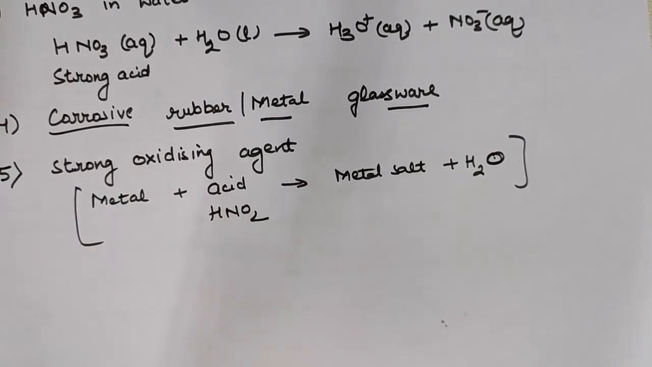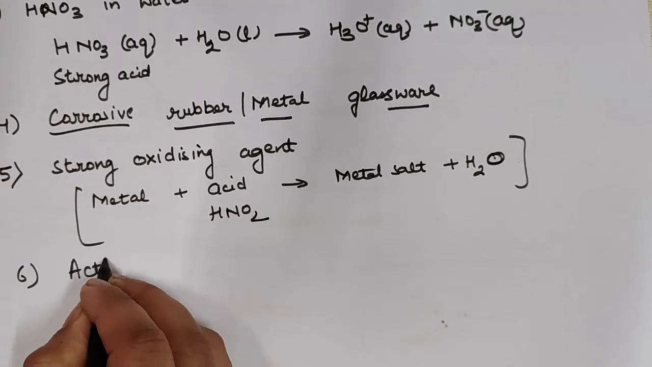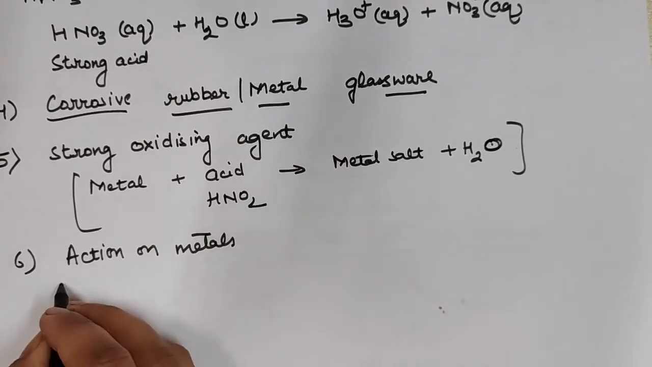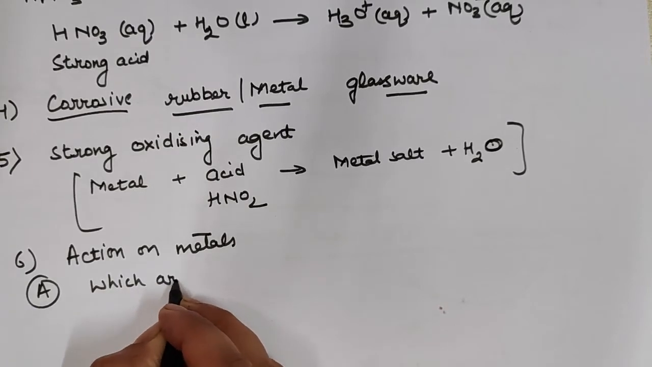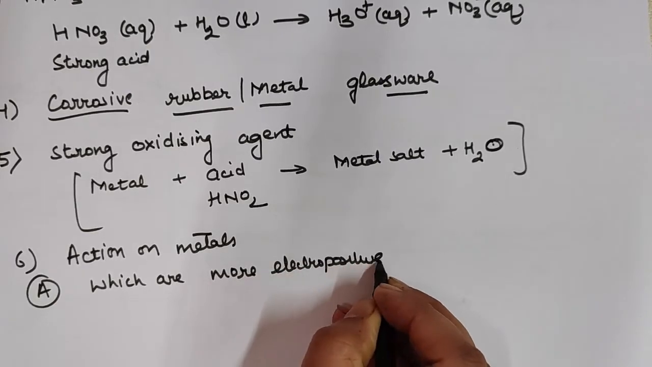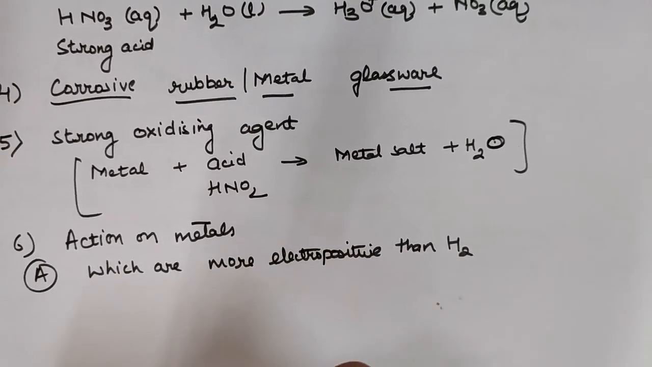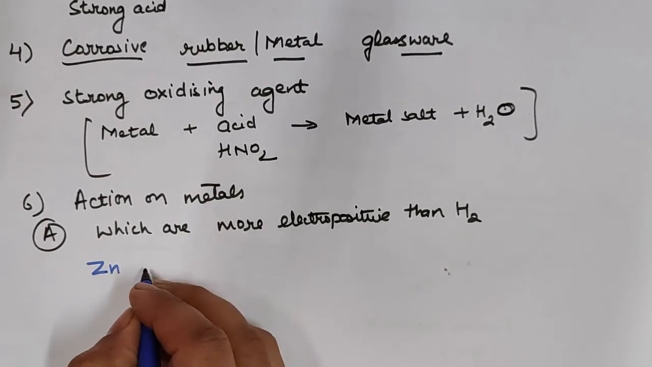So now, the reaction or action on metals. The first is reaction with metals which are more electropositive than hydrogen. That means those metals which are lying above hydrogen in the reactivity series. So the reaction will be like, if we have zinc, zinc is above hydrogen in the reactivity series.